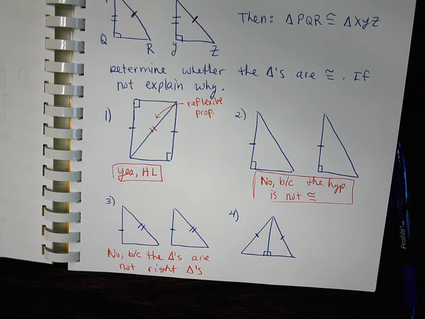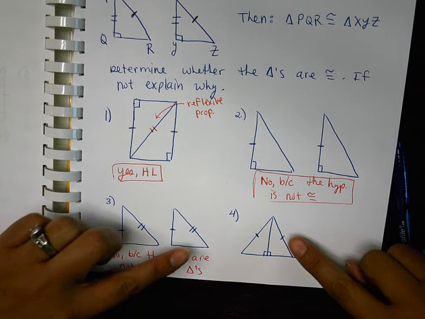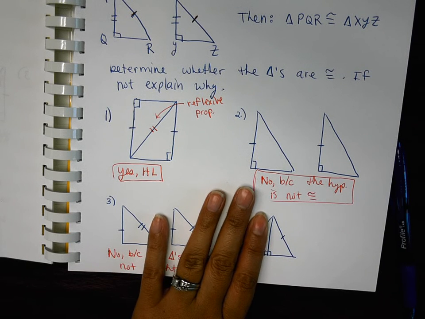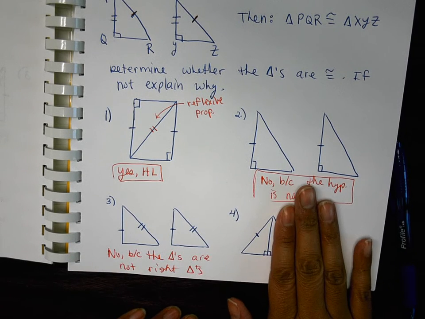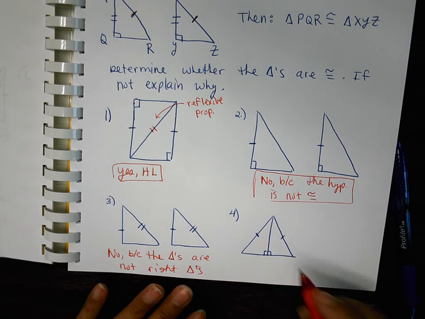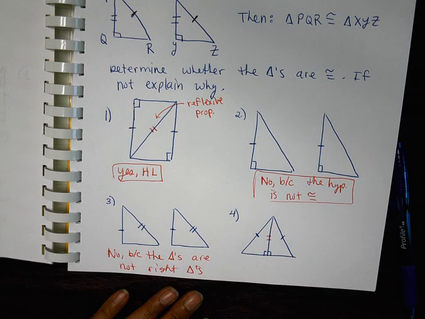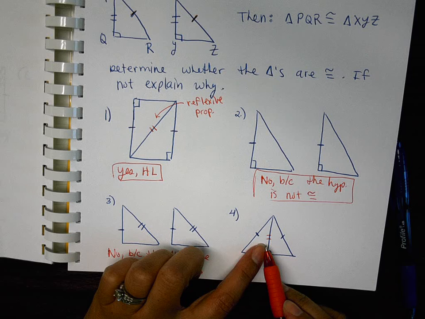Yes, because of reflexive property. He's saying yes because of the reflexive property. Okay, this marking right here, is that a leg or a hypotenuse? Hypotenuse. What about that one there? Hypotenuse. And he's saying they share this leg, so do they have hypotenuse leg? Yes.